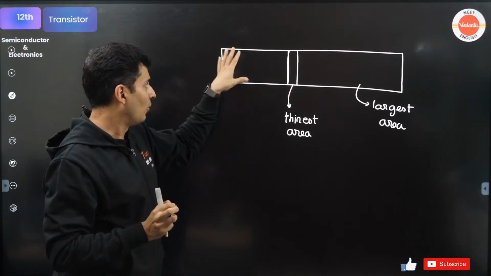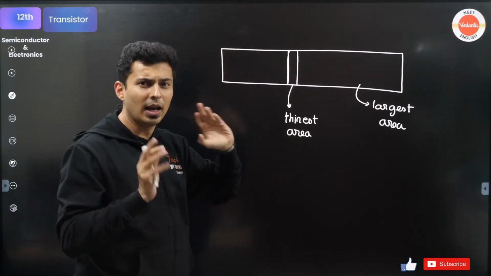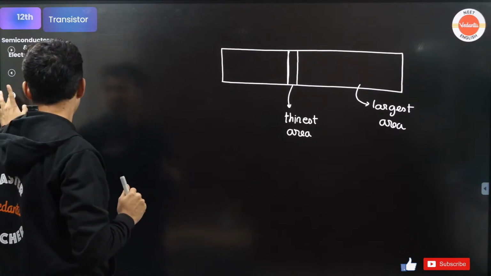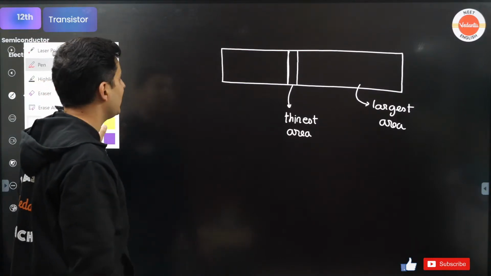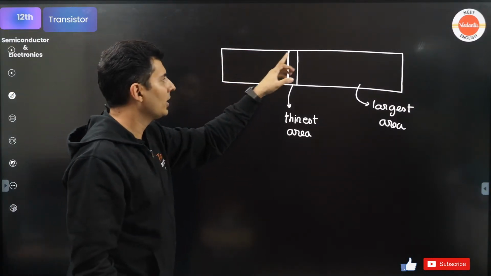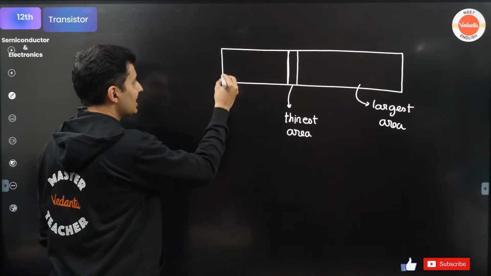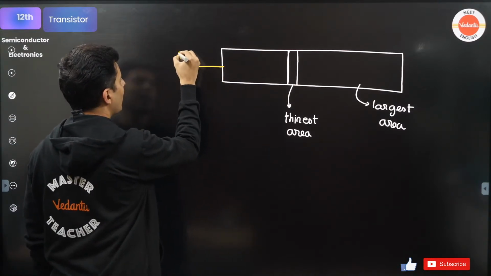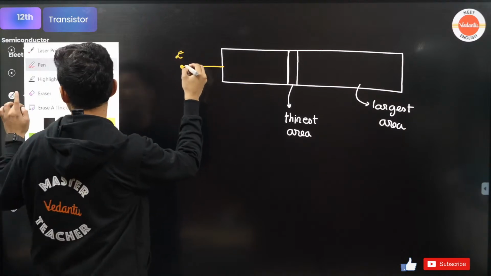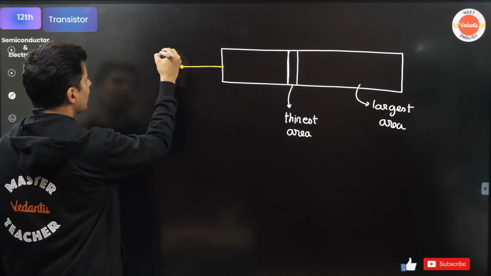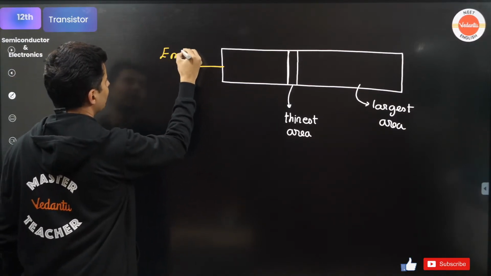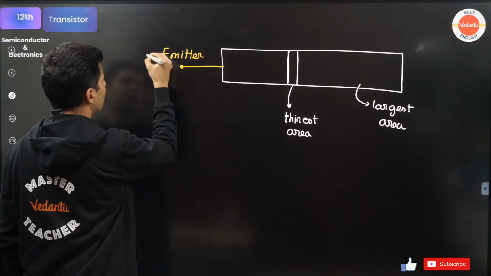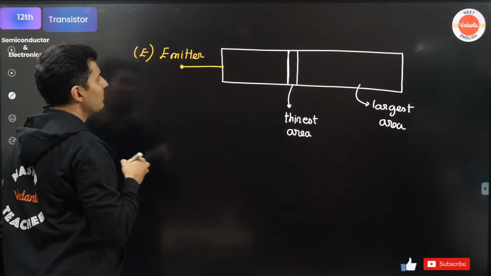has a name. I'll come to it, hold on. The one which has medium area, not the biggest, not the smallest, is called the emitter. This is generally given the symbol capital E. This is your emitter.